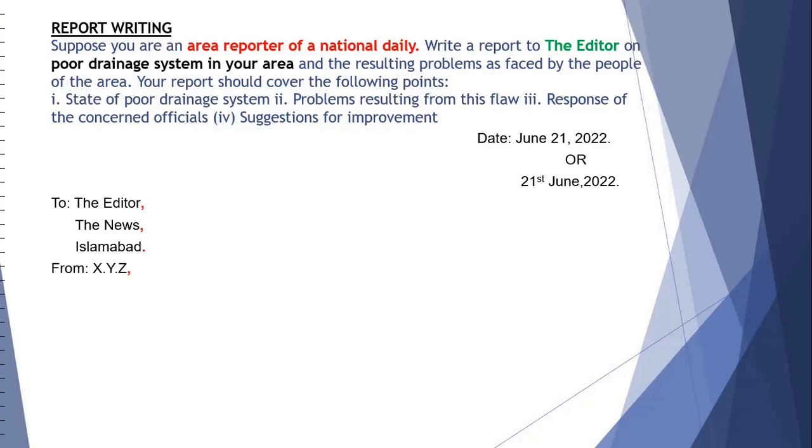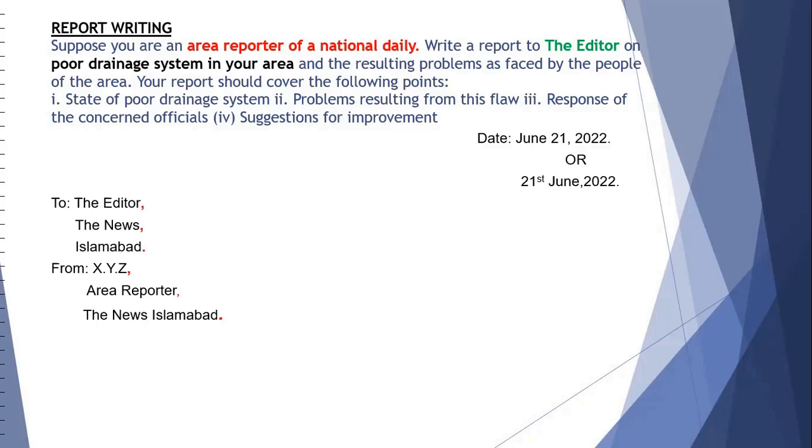Then, who has written, who is sending, is already mentioned. Suppose you are an area reporter, so you are XYZ, area reporter of our national daily. It means the News, Islamabad. We have mentioned a national daily, meaning any newspaper which is published on a daily basis in your country, right? So the News, Islamabad. But the best idea is, rather than the News, Islamabad, to mention XX city, right?